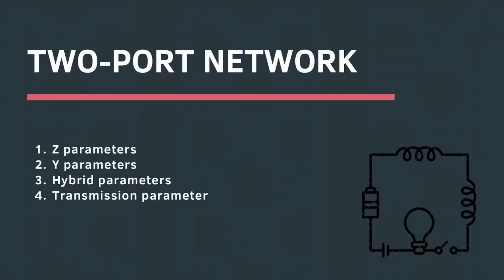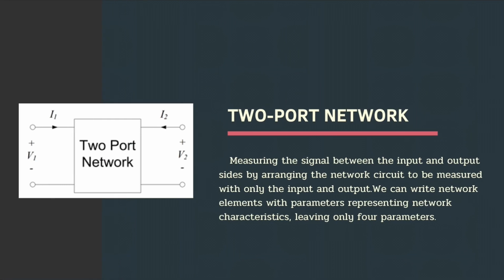Okay, and in the next topic we will talk about the two-port network, and this topic consists of: 1. C parameters, 2. Y parameters, 3. hybrid parameter or H parameter, and the last topic, transmission parameter. In a two-port network, we measure the signal between the input and output side by arranging the network circuit to be measured with only the input and output. We can write network elements with parameters representing network characteristics, leaving only 4 parameters.